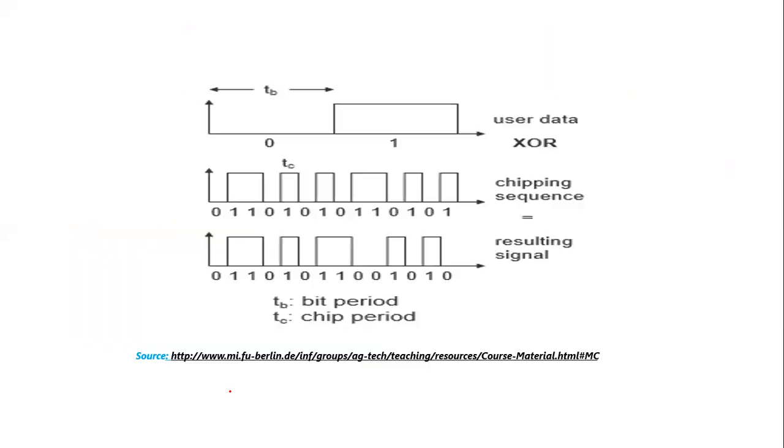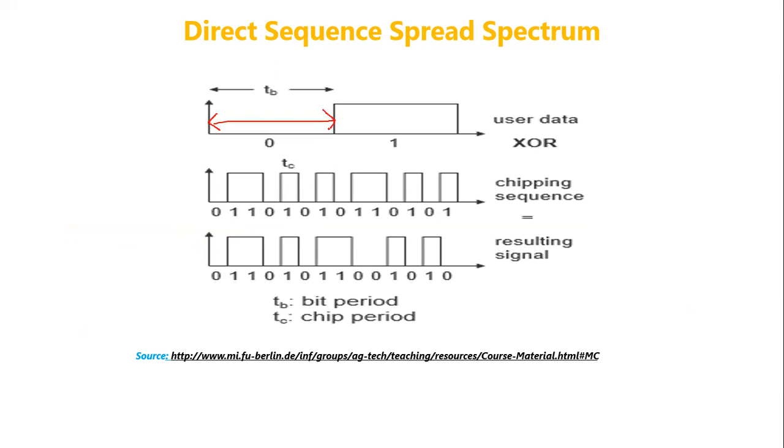So let us try to understand this concept with an example. Here is a simple example of direct sequence spread spectrum. This is the original signal that we want to transmit. You can see its clock pulse is of larger duration, so each bit's duration is TB. Whereas this is the chipping sequence, 0 1 1 0 1 0 1 0 1 0 1 0 1, with which we want to transmit this data.